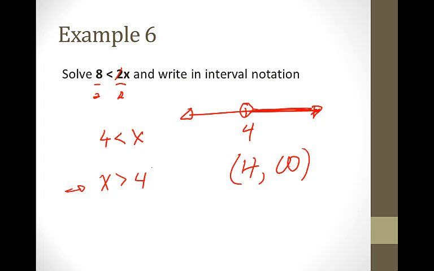Inequalities are not too bad. If you can solve equations, you can do inequalities. They do involve a couple things to remember. One, when you multiply or divide by a negative number, you flip the inequality symbol. A couple other things are how to graph it and interval notation.